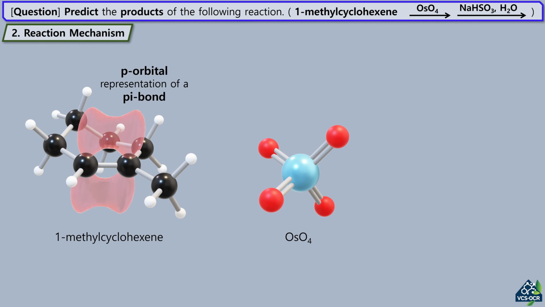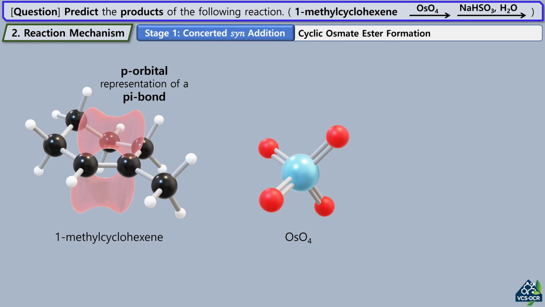Mechanistically, we describe two stages for clarity. First, the concerted formation of a 5-membered cyclic osmate ester. Second, hydrolytic or reductive cleavage of that ester to release the diol. The first stage is concerted and stereospecific. It is the origin of the syn relationship between the two OH groups.